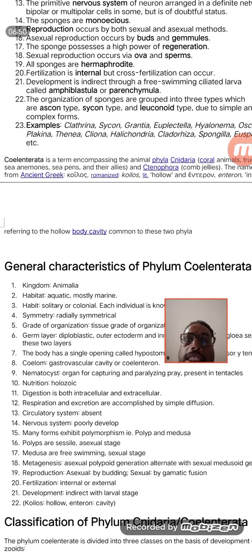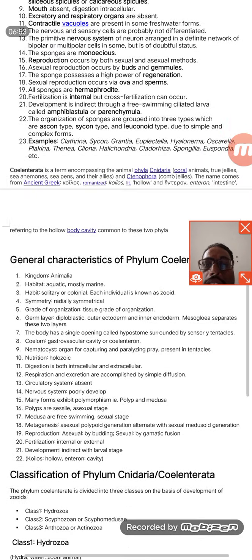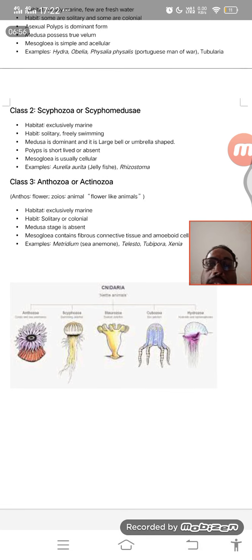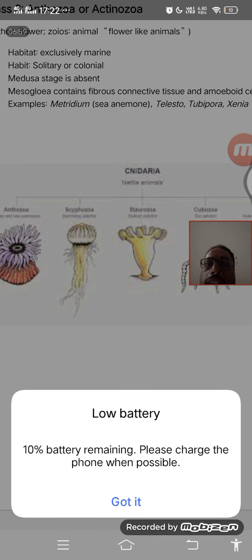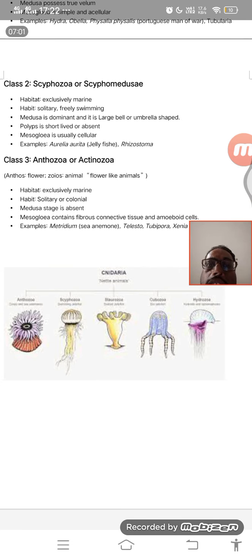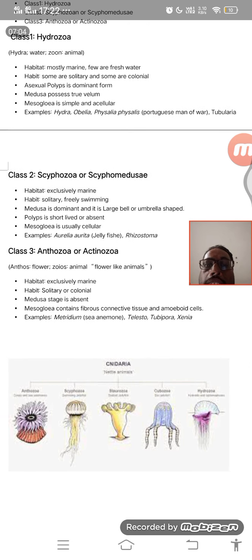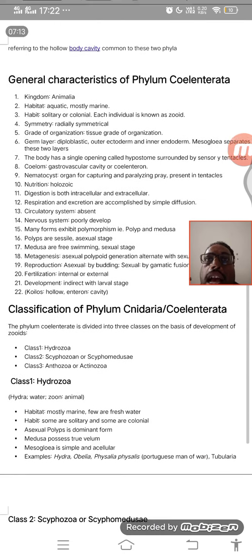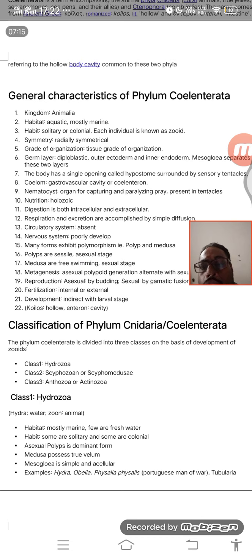The next one that is coming is coelenterata. Coelenterata means cylindrical in nature, and these are the diagrams of coelenterata, and now they are called cnidarians because they carry a weapon, a sting inside, which is known as the cnidocyst. So that is why they are called cnidarians. They also come under Animalia. Habitat, aquatic, mostly marine. Solitary or colonial, that means they live individually or in a colony. Symmetry, radially symmetrical.